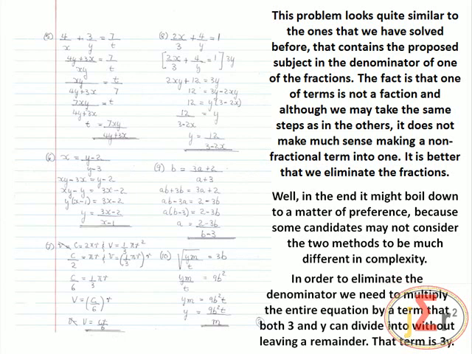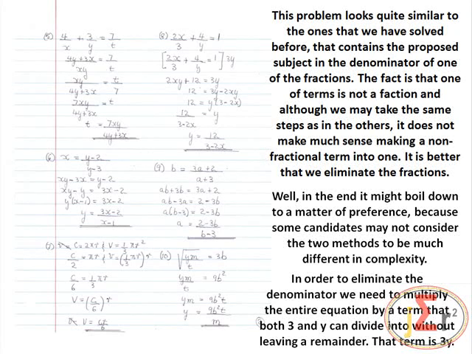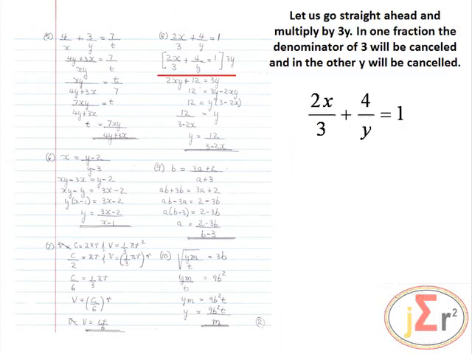In order to eliminate the denominator, we need to multiply the entire equation by a term that both 3 and y can divide into without leaving a remainder. That term is 3y. So there we have it, the entire equation, and let us go straight ahead and multiply by 3y. In one fraction, the denominator of 3 will be cancelled, and in the other, y will be cancelled.